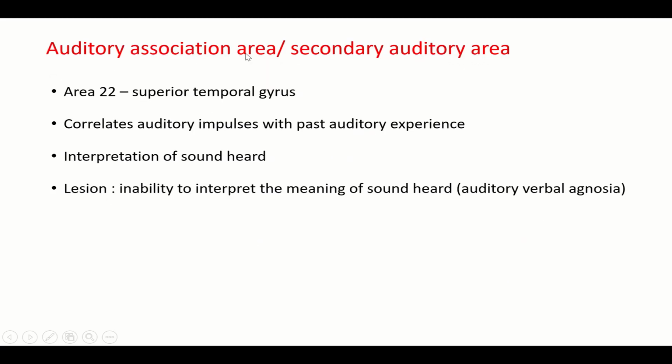You can see here the auditory association area, or secondary auditory area, number 22, which is in the superior temporal gyrus. It correlates auditory impulses with past auditory experience, so there will be interpretation of the sound heard. Area number 41 and 42 will receive the sound, and the sound that is received will be understood in area number 22. Lesion causes inability to interpret the meaning of the sound heard, called auditory verbal agnosia. That means he is able to hear but not able to interpret what it is, something close to sensory aphasia.